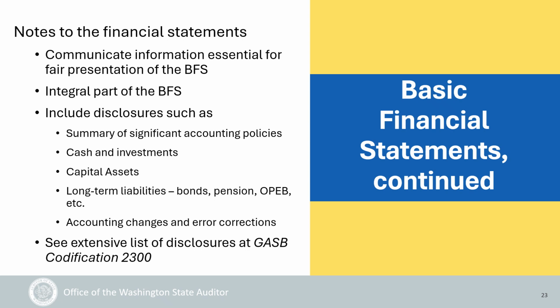Examples of disclosures include cash and investment notes, notes regarding capital assets, long-term liabilities, which can include information on bonds, leases, pensions, even that OPEB we've mentioned. Also, there are notes on changes in accounting or error corrections that you may have had in the year. There is one note that is absolutely required by all governments, and that is the Summary of Significant Accounting Policies, which provides a summary note of the policies that govern your accounting and reporting.